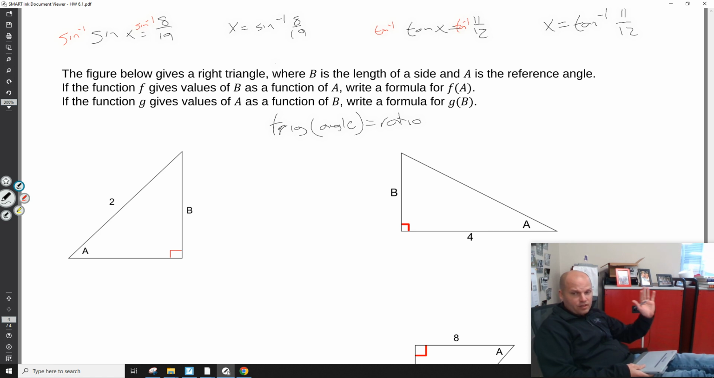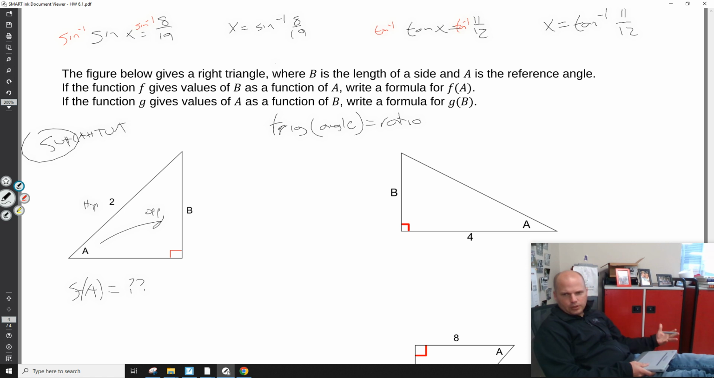We're going to write this in function notation. So B is the side length, A is the angle. F gives the values of B as a function of A. So write a formula for F of A. Okay, so F of A equals what? Well, I could start with understanding A is the angle, B is going to be the opposite side length, and 2 is going to be the hypotenuse. Using SOHCAHTOA, we understand that sine deals with opposites and hypotenuse. So I'd say that the sine of angle A equals B over 2.